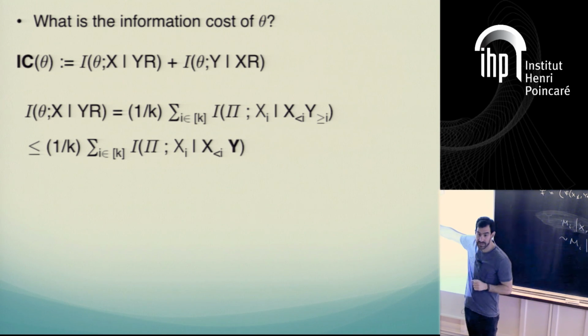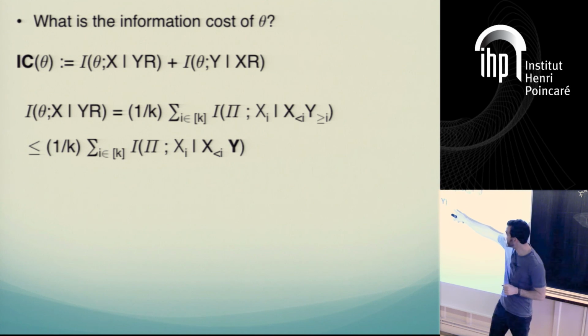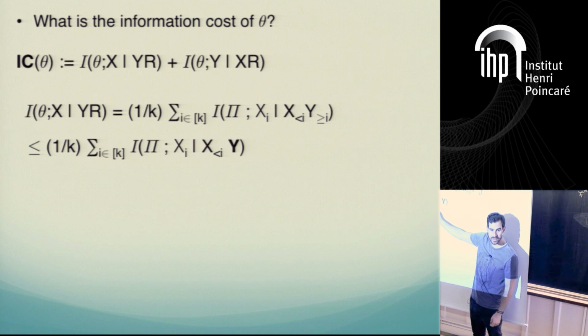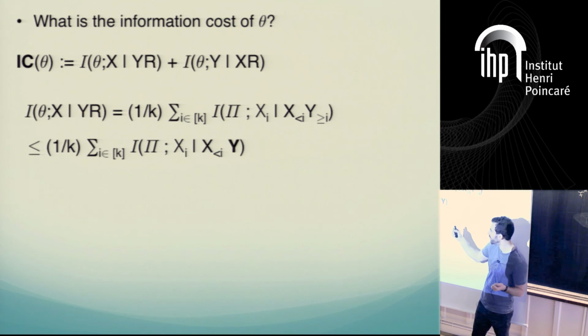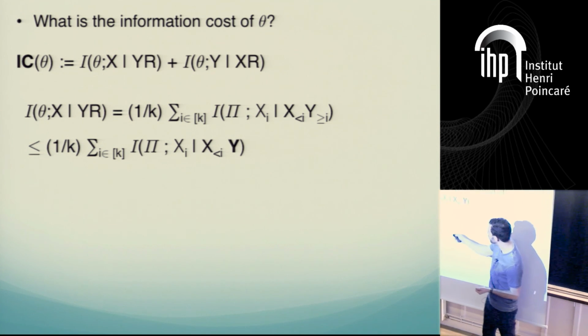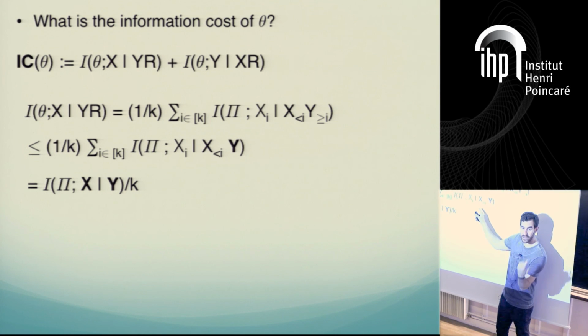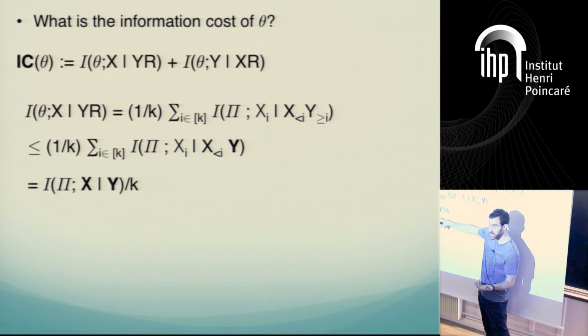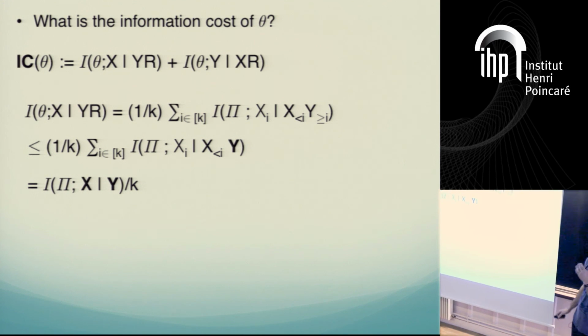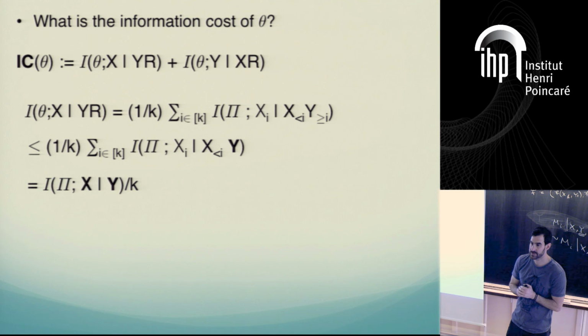Okay, if you believe this step, what did we achieve by this? Now this random variable is independent of the index i. Does this remind you of anything? This term just screams the chain rule. This is exactly the chain rule for mutual information. We can just collect all the x's, and by the chain rule this is equal to the information that pi reveals on x conditioned on y, divided by k. Okay, so this is the entire trick. Any questions?